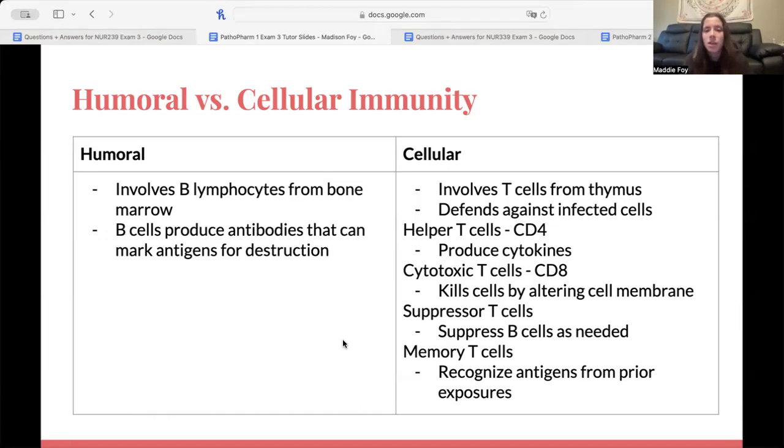And then cellular immunity involves T cells from the thymus. Again, great alliteration, T and thymus, to help you remember that. This defends against infected cells. I like to think of cells that have already been infected versus just an antigen in your body. So cellular immunity involves helper T cells, those CD4 cells that produce cytokines, the cytotoxic T cells or CD8 that work to kill cells by altering the cell membrane, suppressor T cells that work to suppress B cells as needed, and memory T cells that work to recognize antigens from prior exposures.